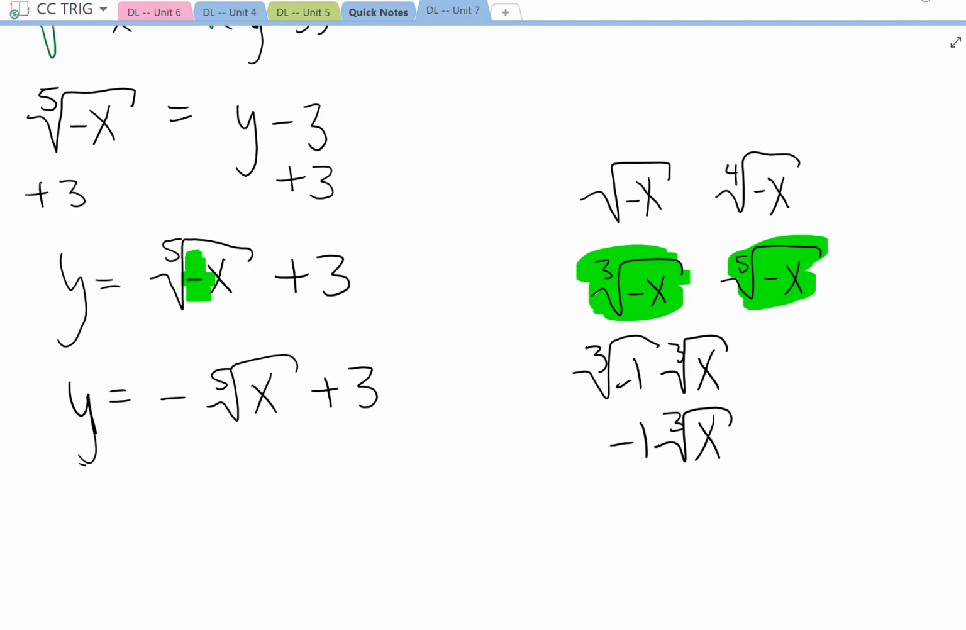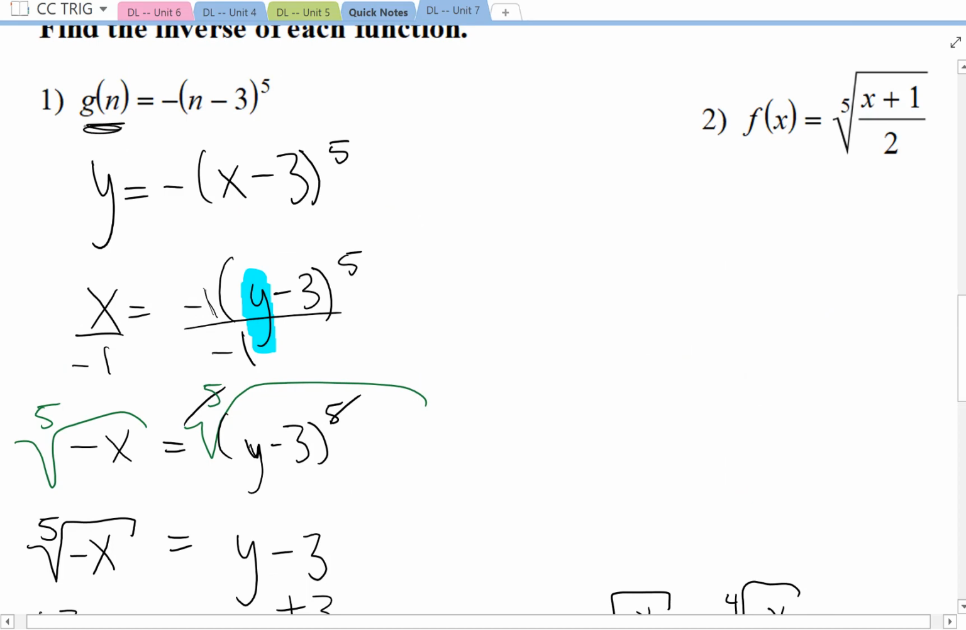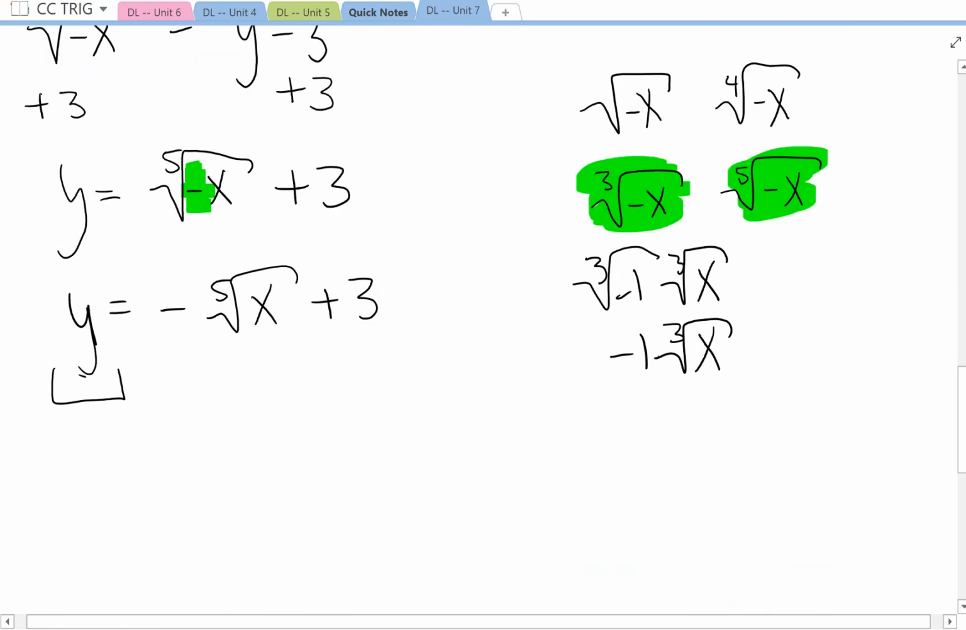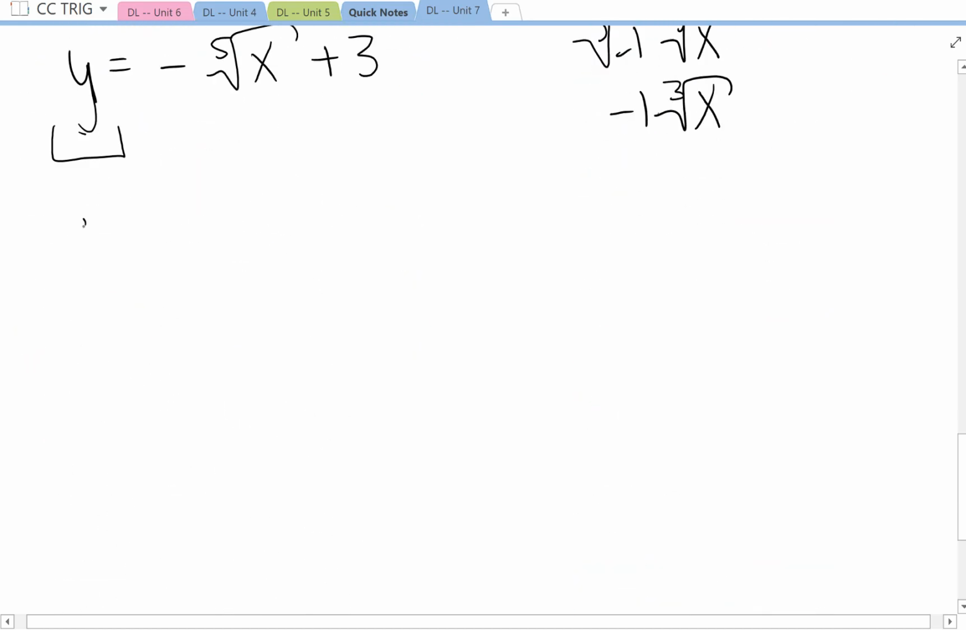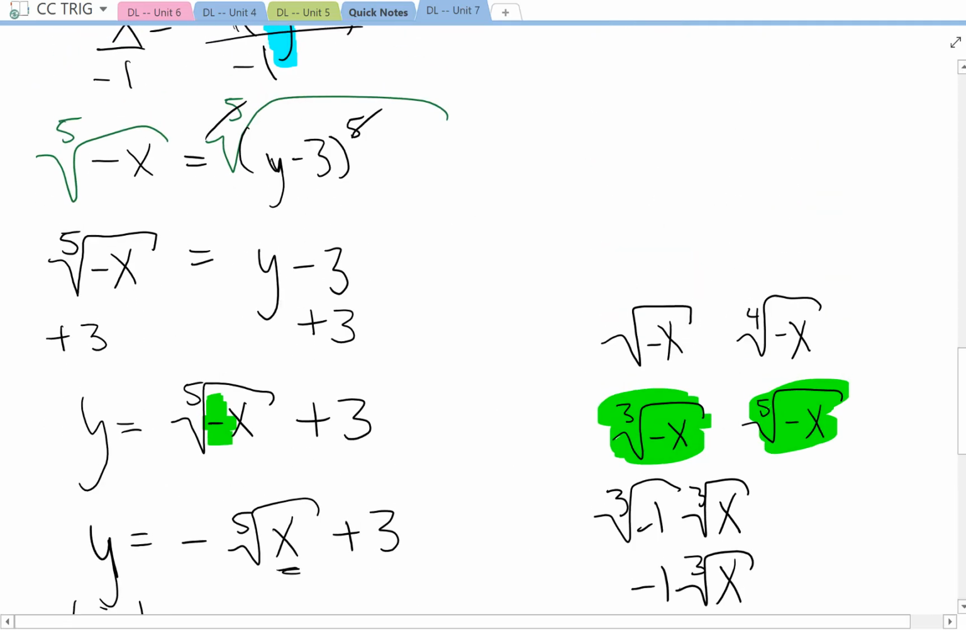And our last step is to replace y. Remember, we were not dealing with y at all. We were dealing with g of n. So I will write this as g inverse of n is equal to negative fifth root of the input, which was n, plus 3. And that's the inverse.